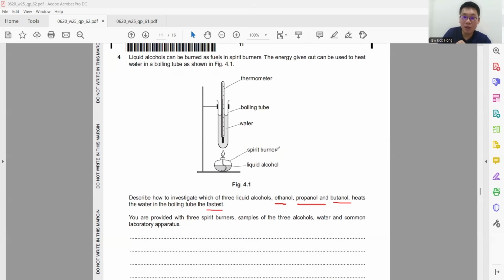So we plan it. First, the very important thing is how much volume of water we add. Then after we add it in, we need to measure the initial temperature. Then how do we know which heats faster? We can set a temperature. Let's say we heat it to 60 degrees. How to check whether it's fastest? We record the time. Whichever is fastest to reach 60 degrees C would be the fastest. So this is just how we need to write.